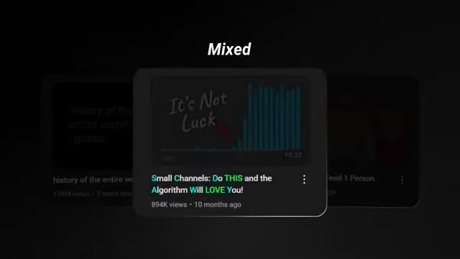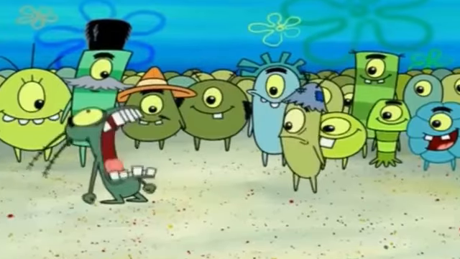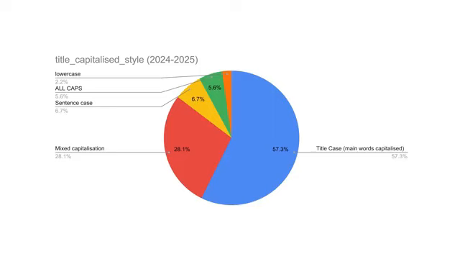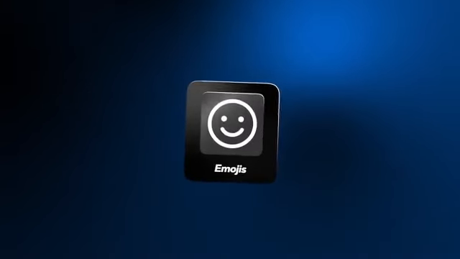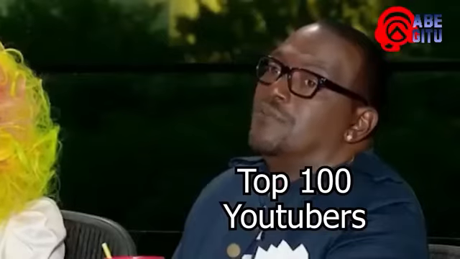I get it! Now, if we look at this graph, we can see that the top YouTubers tend to use title case most frequently, with 57.3%, 28.1% use a mixed capitalization strategy, followed by 6.7% using sentence case, 5.6% all caps, and 2.2% all lowercase. And in case you've ever wondered if you should put emojis in your title, it's definitely a no for me, dog. 93.5% don't use emojis in their titles.